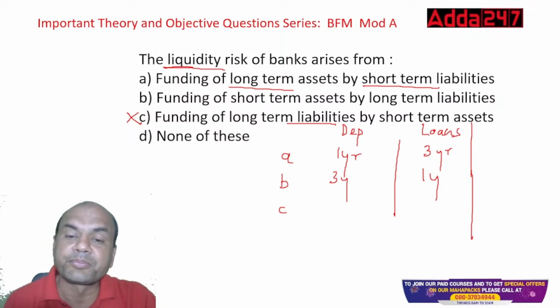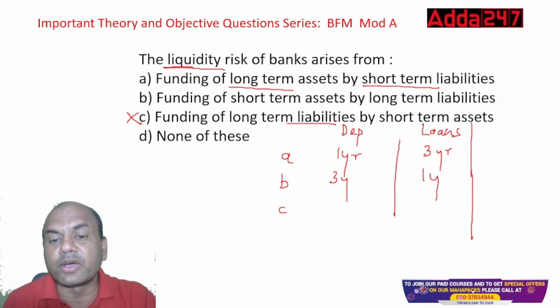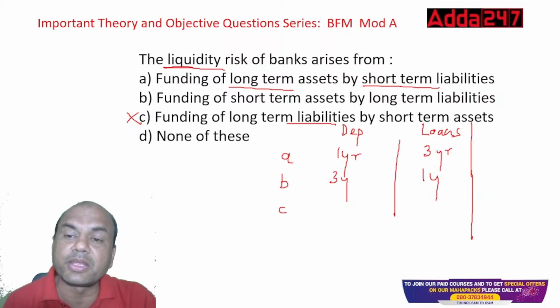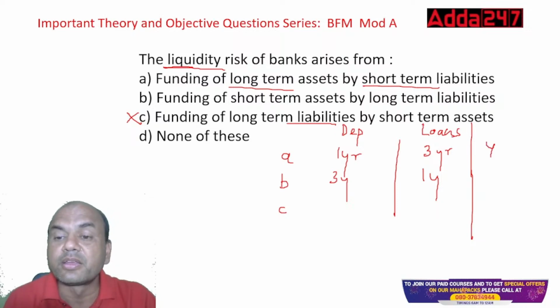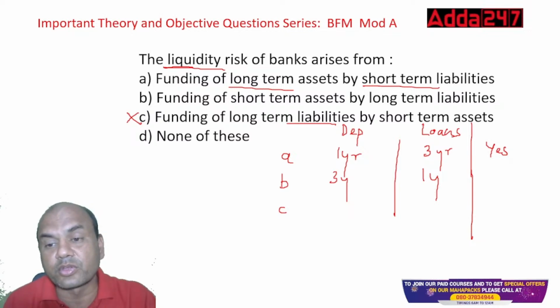That is the point. Now the question lies between A and B. Between A, 1 year deposit I am having and 3 years loan I have given. So will it create a problem for me? Yes, it will create. Why? Because this person who has deposited will come to me after 1 year, but this person will pay me after 3 years. So this will be a problem to me.